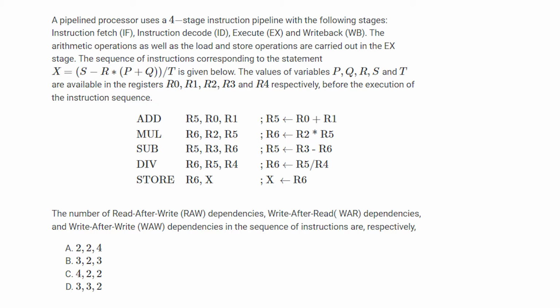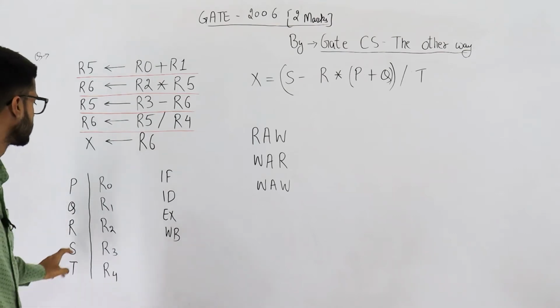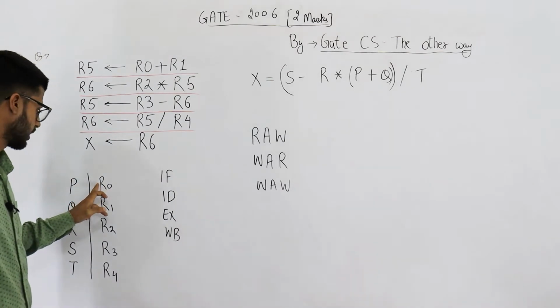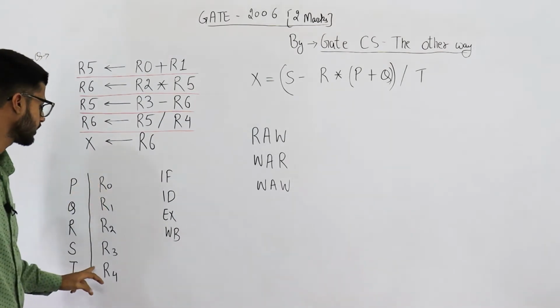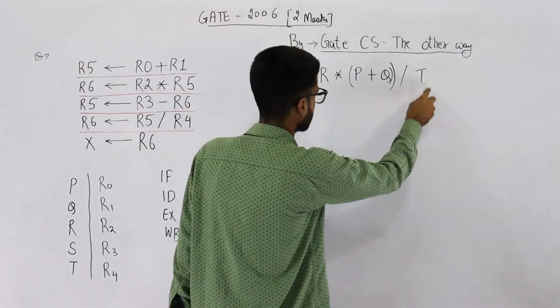Then just have a look at this code, the sequence of instructions. They're asking the number of read after write dependencies, write after read dependencies and write after write dependencies in the sequence of instructions, respectively. First thing is these 5 variables are saved in these 5 registers. P is saved in register R0, so on till T is saved in register R4, and this is the expression that you are given.